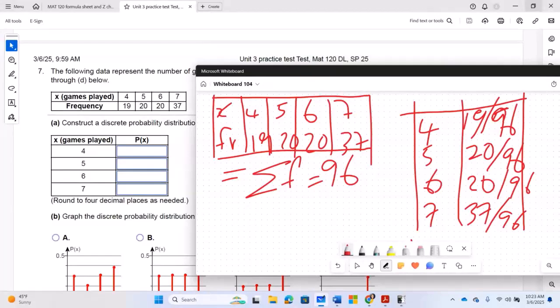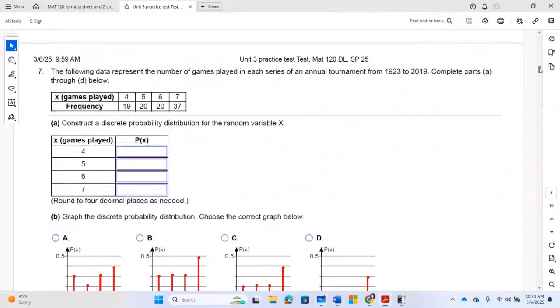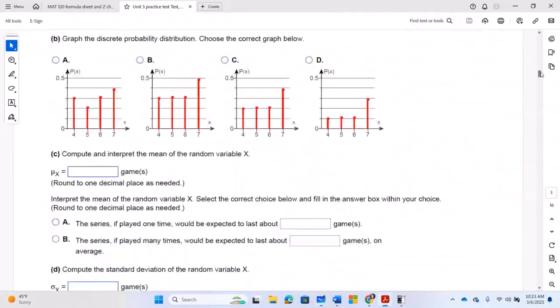So I'm going to call this one the random variable x, and I'll call this one probability. You can call it probability or relative frequency. So I'm about to answer the question. The question says, graph this probability distribution. So you have to graph it. You can do it by hand if you want to.